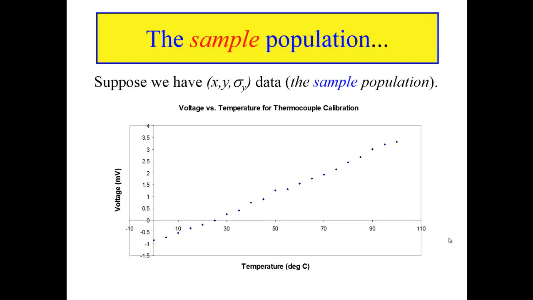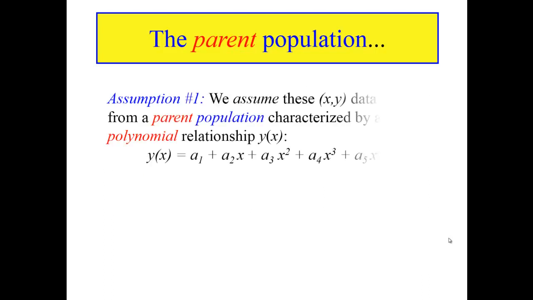So consider that we have some kind of sample population, and to give a specific example, this might be voltage versus temperature measurements that are taken using a device like a thermocouple that reads out a voltage depending on the temperature of the surrounding environment. And we would like to know what the best fit polynomial function would be that would relate that voltage to the temperature. And in general, we would be interested in some general function, y as a function of x.